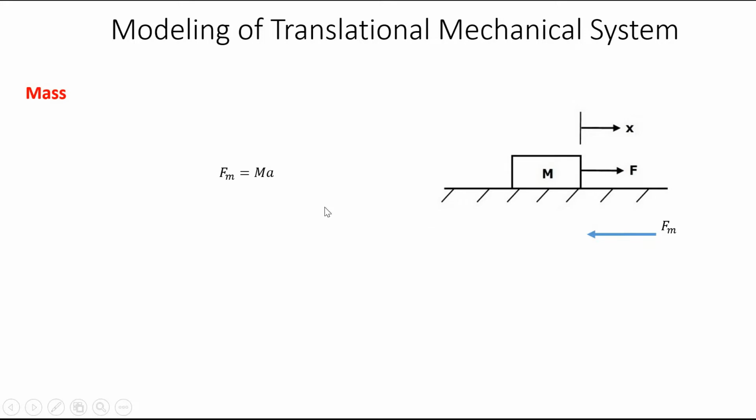a and displacement x are related as: a is the acceleration and x is the displacement, a is equal to d square x by dt square. So it becomes m into d square x by dt square. Again, this opposing force Fm and applied force F are equal. So F equal to Fm, which is equal to m into d square x by dt square. This is the equation for mass, m into d square x by dt square.